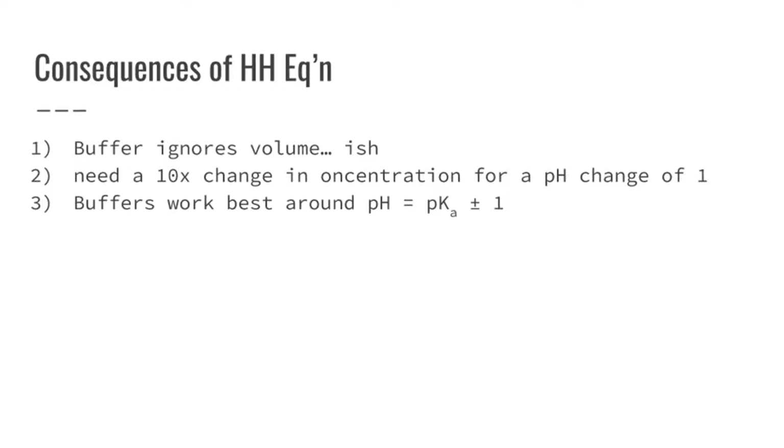Okay? So if you're looking at a weak acid with a pKa of 5, you start off at equal concentrations, you'll have a pH of 5. And in order to get it up to a pH of 6, you would need 10 times as much conjugate present as you have of your weak acid. To get it down to a pH of 4, you need 10 times as much of your acid present as you have of your conjugate. So you really have to beat the hell out of a buffer to get the pH to change significantly.